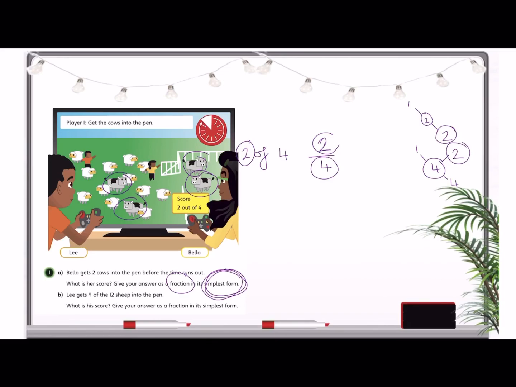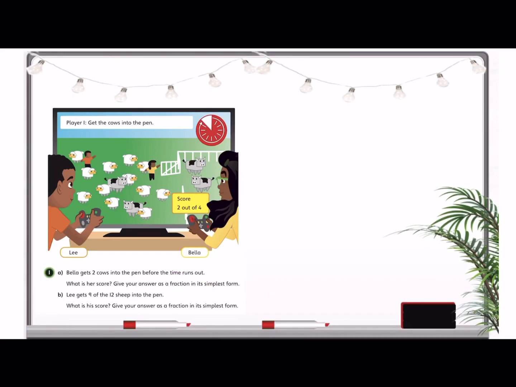of each, and therefore to simplify this fraction, to put it into its simplest form, we're going to need to divide the numerator by 2 and the denominator by 2. Always remembering whatever we do to the top, we do to the bottom. So 2 divided by 2 is 1, and 4 divided by 2 is 2. Therefore, Bella's score is a half in its simplest form.